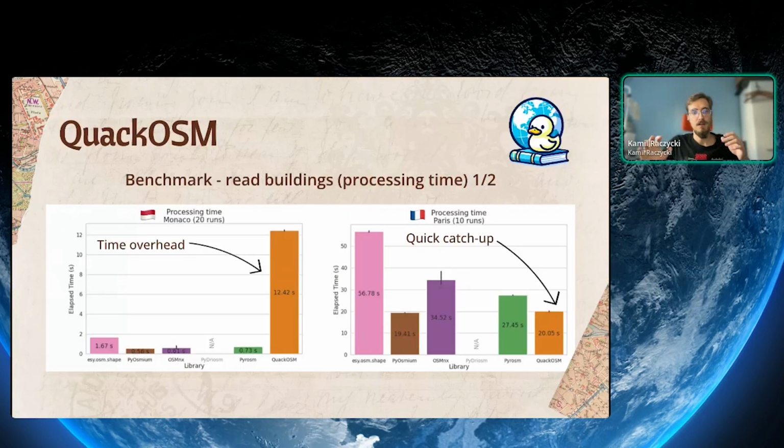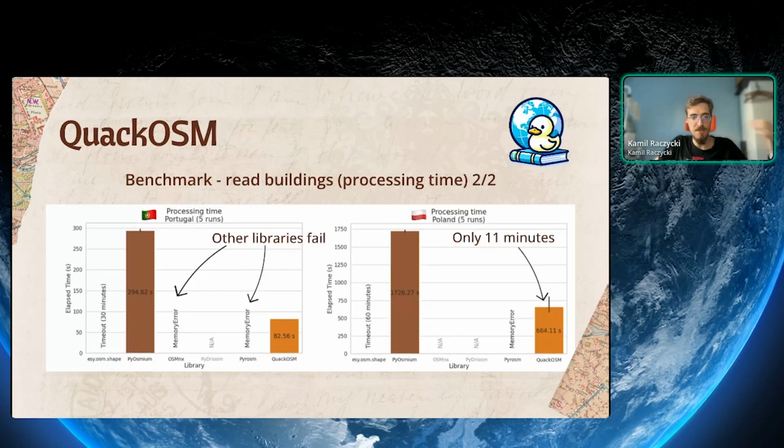And quickly, let me go through the benchmark. First, I will tell you about processing time. For Monaco and Paris, as you can see, QuackOSM has a time overhead at the start because it makes a lot of queries. So for really small regions, it takes a long time. But with Paris, it already catches up with QuackOSM and Pyrosm. But if we go to bigger regions like Portugal or Poland, we've got memory errors or timeouts. So basically, OSMnx and Pyrosm work in memory.